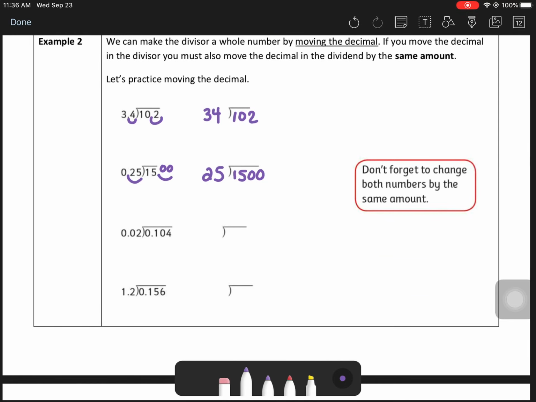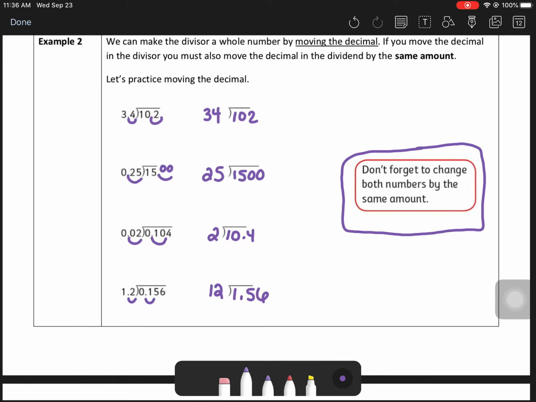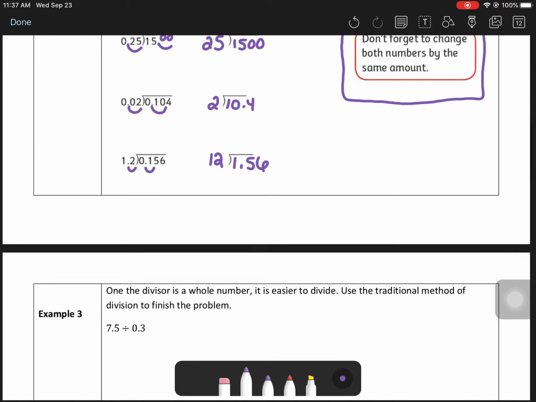Next one, if I move the decimal over 2 places in the front for the divisor, I have to move it over 2 places for the dividend. We don't have to write the zeros in front of the 2, and then this becomes 10.4 underneath our division symbol. In the next problem, if I move the divisor over 1, I'm going to move the dividend over 1. So this becomes a 12, and then it becomes 1.56. And again, the biggest thing to remember is don't forget to change both numbers by the same amount. So if I move the divisor 2, I move the dividend 2.